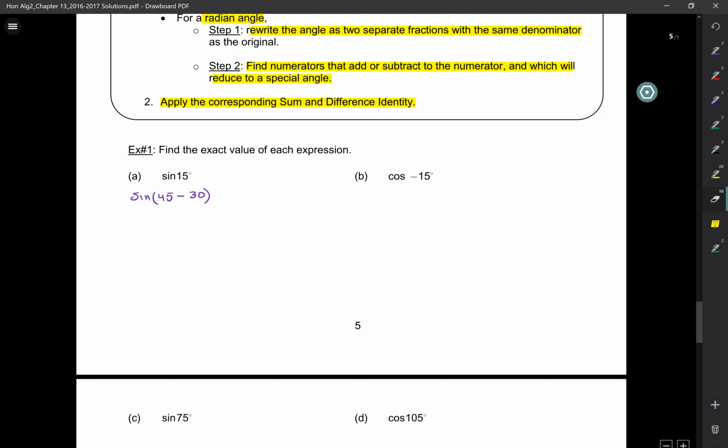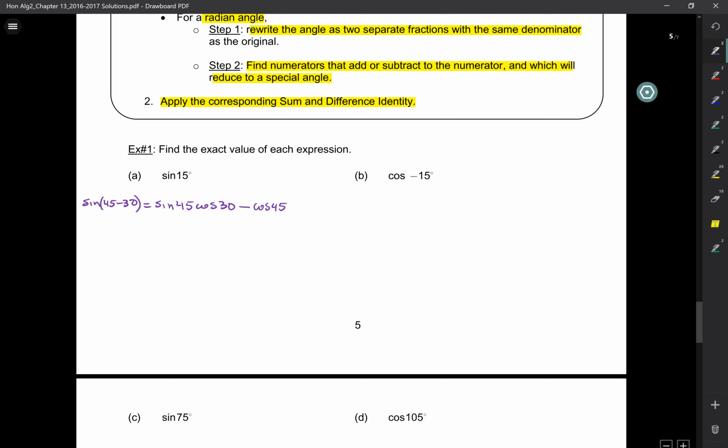Okay, you can't repeat the sign. Let me actually write it to the left so I have more room. So this will be sine of 45 minus 30. So now this is the sine, right? So it's going to be sine, cosine, cosine, sine. All right, so it's sine of the first, cosine of the second, minus or plus? Minus sine, cosine, cosine, sine, right?